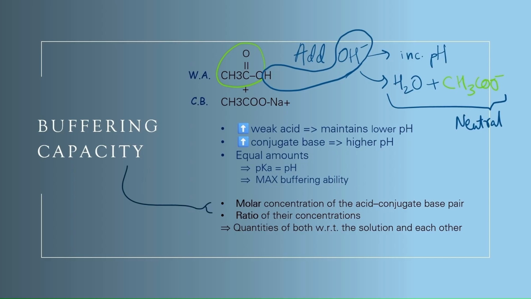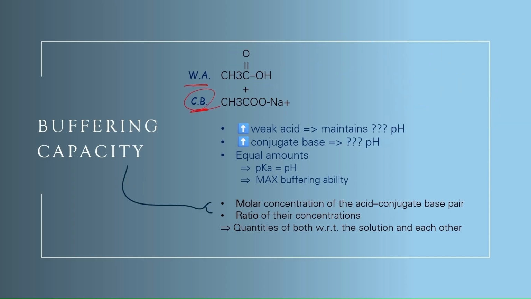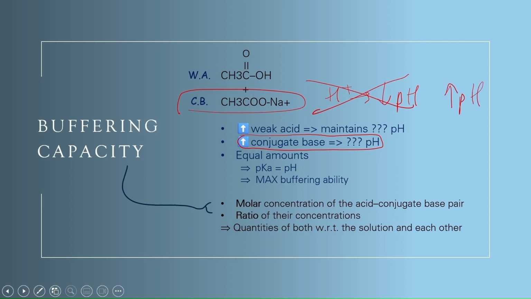Now, say you have in this mixture more conjugate base than weak acid. So you have more of this. This conjugate base portion buffers out what? It buffers out H plus, right? H plus attempts to decrease the pH, but it buffers this out, so it's gonna maintain a higher pH, okay?